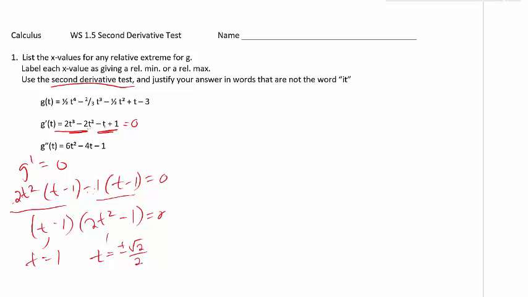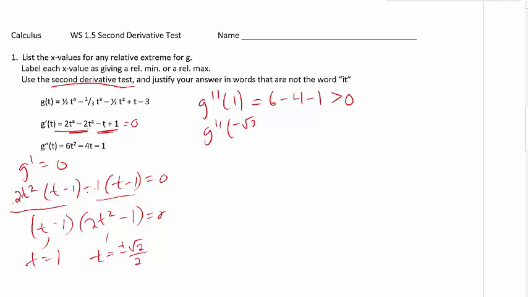And to properly use the second derivative test to see if these are maxes or mins, you would have to plug each of these directly into the second derivative. I'll start with the easy one, g double prime of 1 is 6 minus 4 minus 1. That's a positive result.